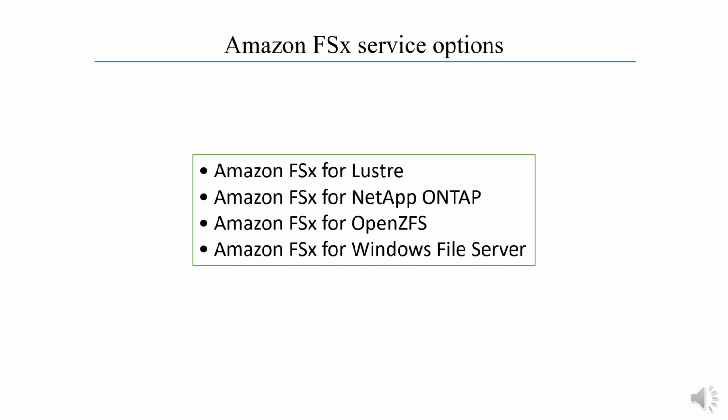Amazon FSx supports the following file systems: Amazon FSx for Lustre, Amazon FSx for NetApp ONTAP, Amazon FSx for OpenZFS, Amazon FSx for Windows File Server. Let's talk about the key features of each of these supported file systems.